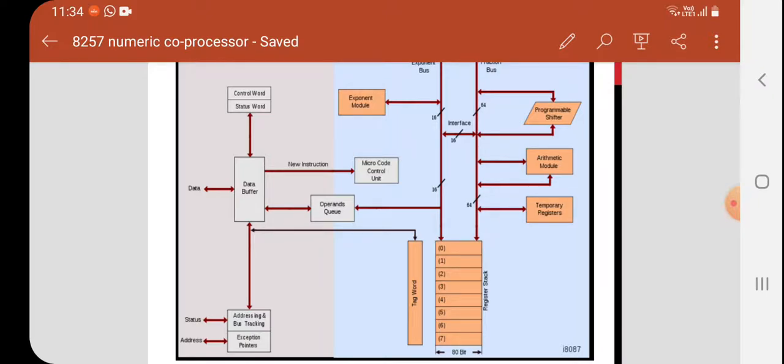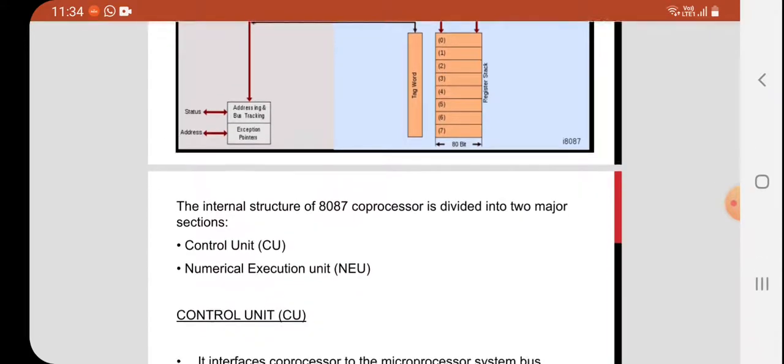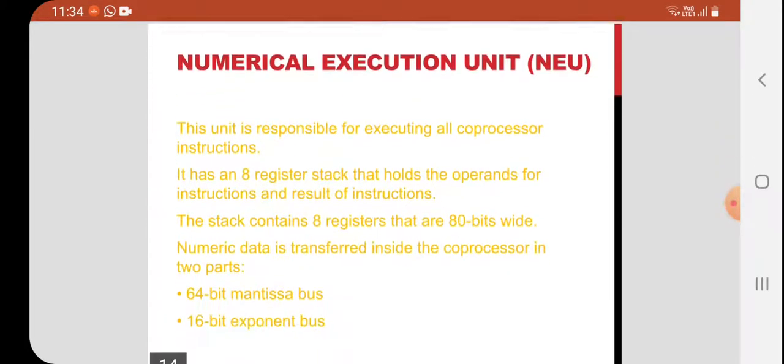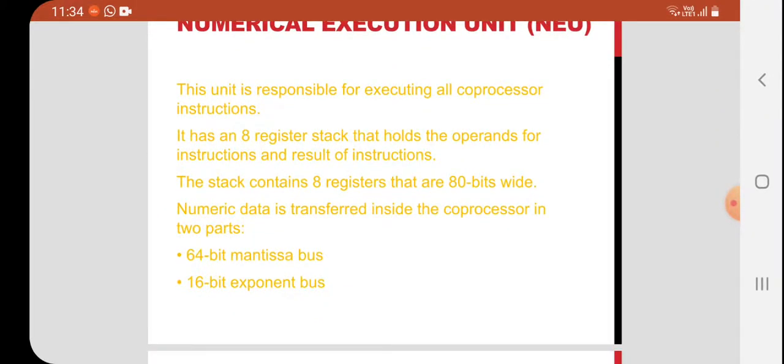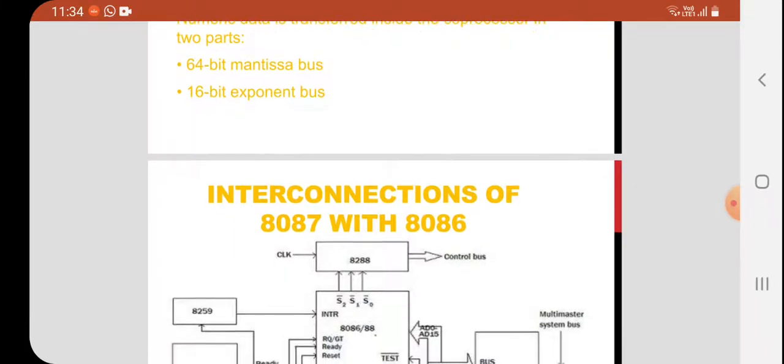And you can see you have a number of stack registers. I have 8 stack registers and each stack register is of 80 bits. Why the stack register? Because you need to store a lot of temporary results since it involves numerical calculations. So 2 units, control unit and numerical execution unit. Remember, it's a very important 2 marks question. The stack is of 8 registers and each register is 80 bits wide.